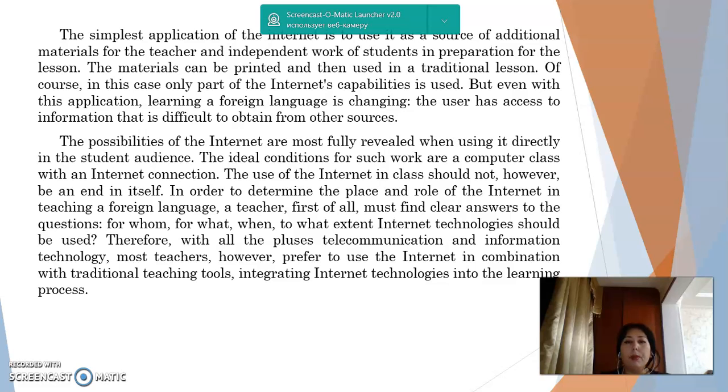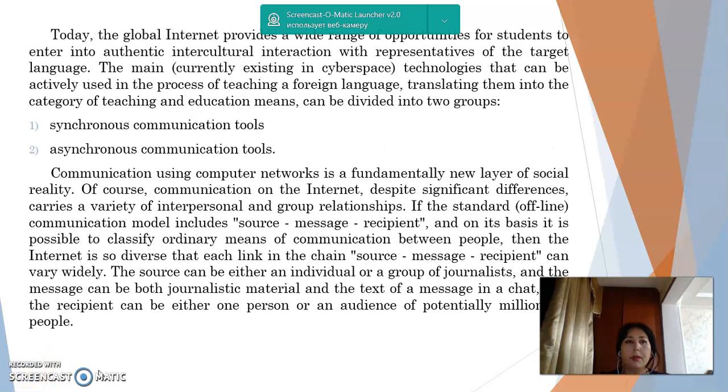Therefore, with all the pluses of communication and information technology, most teachers, however, prefer to use the internet in combination with traditional teaching tools, integrating internet technology into the learning process. Today, the global internet provides a wide range of opportunities for students to enter into authentic intercultural interaction with representatives of the target language.